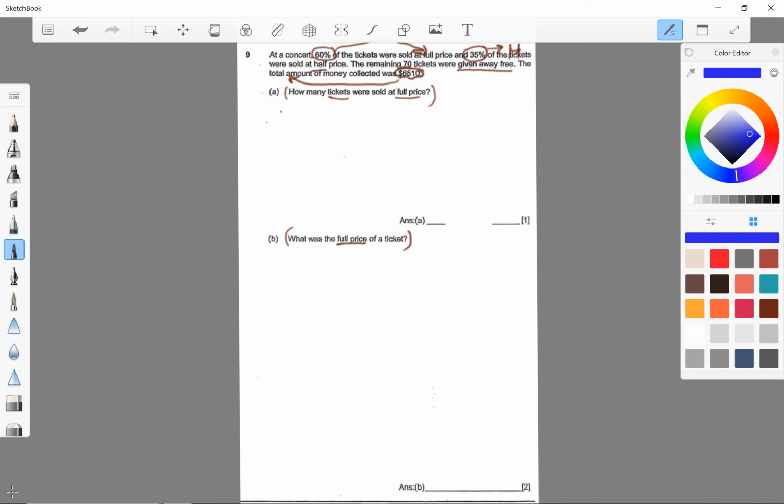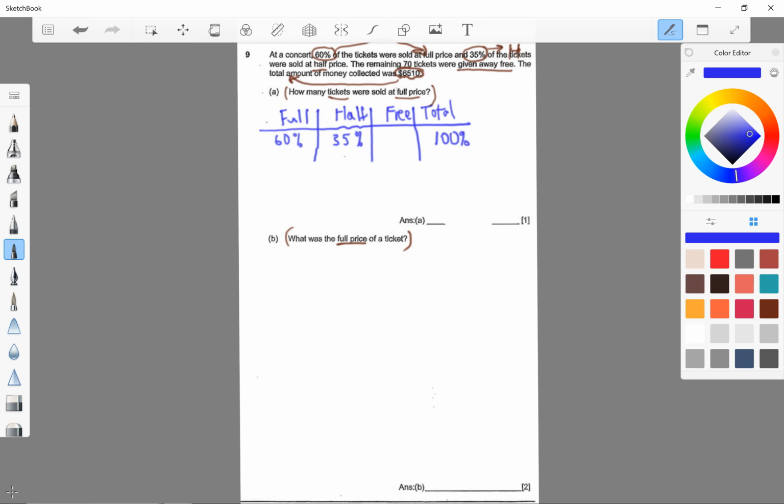So we have full, we have half, and of course we have free. It's totally free. And this leads us to the total. And we were given these values, whereby the full price was 60%, the half price 35%, and as we know it, the total tickets has got to be 100%.